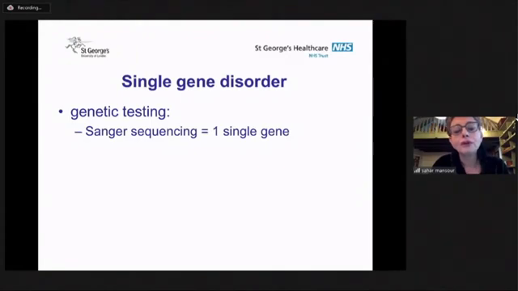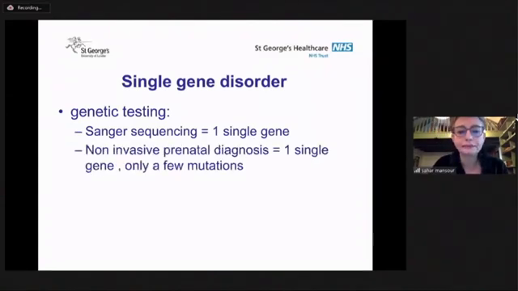If you know what you're dealing with, you know exactly which gene it is, you would ask for Sanger sequencing, and that is a very accurate sequence of just one gene. In some conditions, such as achondroplasia and thanatophoric dysplasia, you can look at cell-free DNA in the maternal circulation by doing non-invasive prenatal diagnosis. So you take blood from the mother and you can detect fetal mutations just in a few conditions. So it's a very specific test.